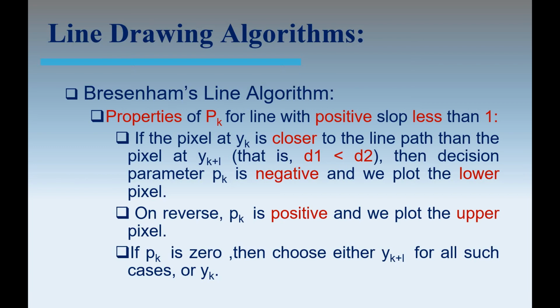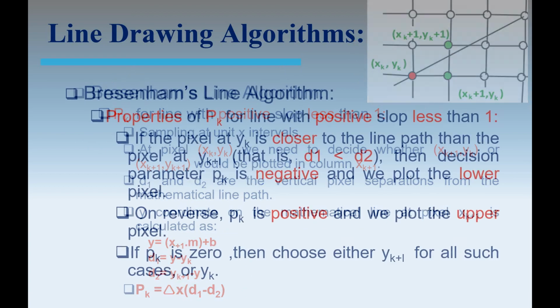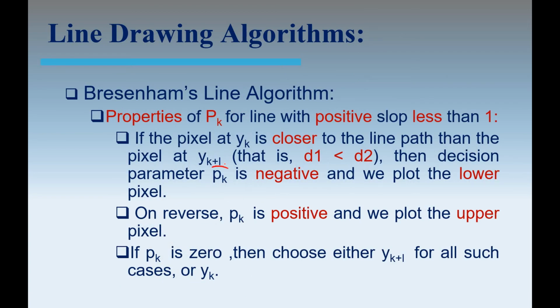Properties of pk for a line with positive slope less than 1. If the pixel at yk is closer to the line path than the pixel yk plus 1, that is, d1 is less than d2, then the decision parameter pk is negative and we plot the lower pixel. Conversely, pk is positive and we plot the upper pixel. So whether we choose the lower pixel or the upper pixel will be decided by the decision parameter pk. If pk is equal to 0, then we can choose either yk plus 1 or yk. It doesn't really matter.